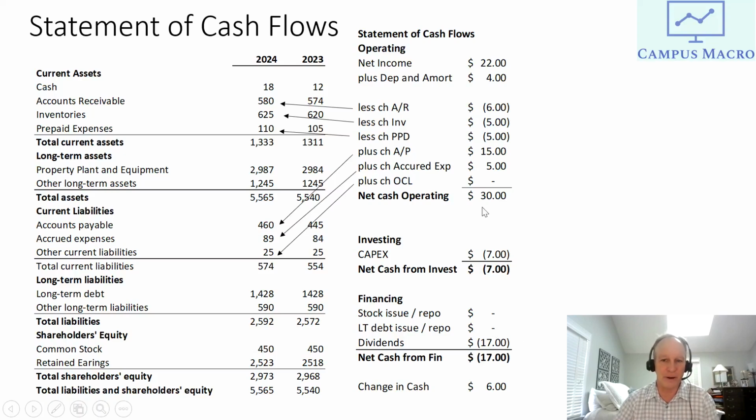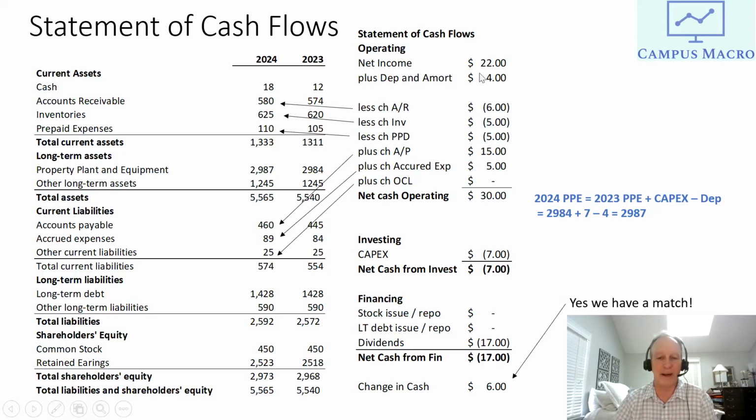And so when I take this $30 in operating cash, so we started with 22, we added in 4. We subtracted out 6, 5, and 5. We added in 15 and 5. So if I add up all this stuff here, it adds up to $30. I subtract out 7. I subtract out 17. I get change in cash is $6. Cash flow from operating activities plus cash flow from investing activities plus cash flow from financing activities is a net increase of $6 in cash. Okay, and so we have a match. That is the same number as, of course, going from 12 to 18. So that's perfect. Everything added up.